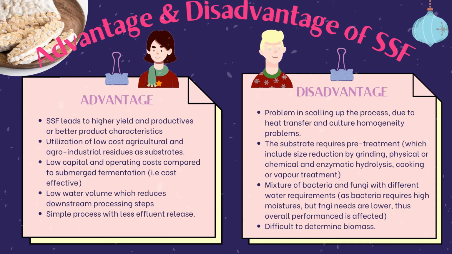Disadvantages of SSF. First of all, problems in scaling up the process. This is due to heat transfer and culture homogeneity problems. Second, the substrates require pre-treatment, which includes size reduction by grinding, physical or chemical and enzymatic hydrolysis, cooking, and vapor treatment. Next, the mixture of bacteria and fungi with different water requirements.